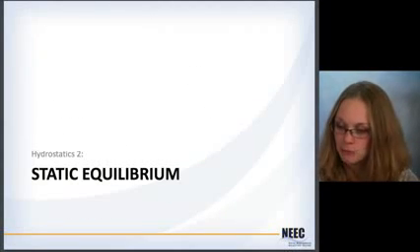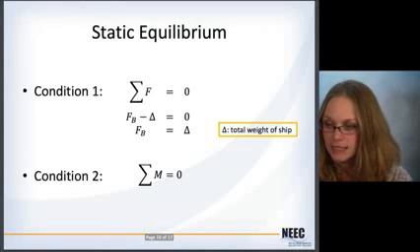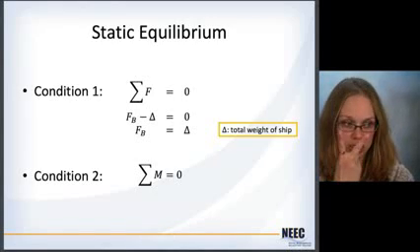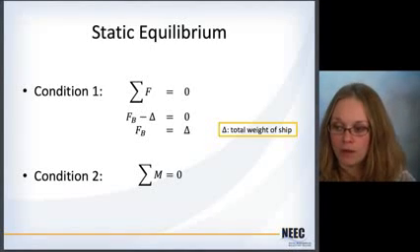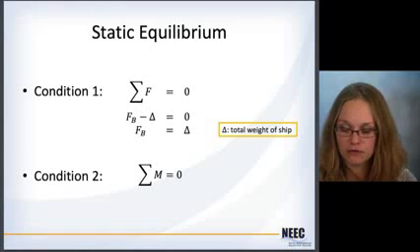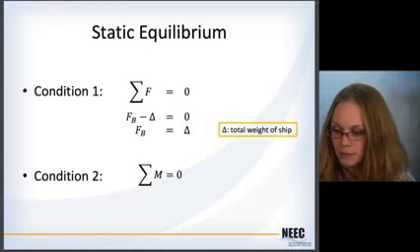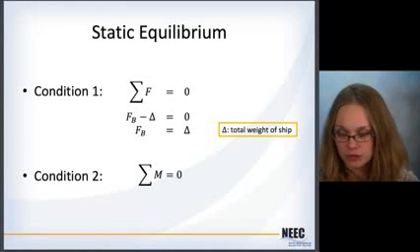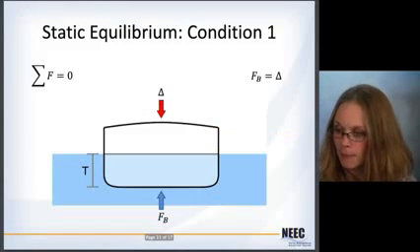Okay, so a related concept to this is now we're going to talk about static equilibrium. Static equilibrium has two conditions that need to be met. The first is that the total amount of force, the forces, need to equal 0. In general, for the case of ships, it means that the total buoyant force is equal to the weight of the ship. The second condition is a little bit trickier. It means that the sum of the moments equals 0, and I'll explain what I mean by that.